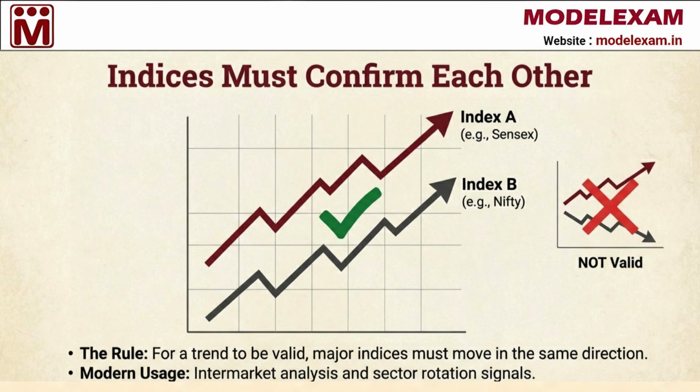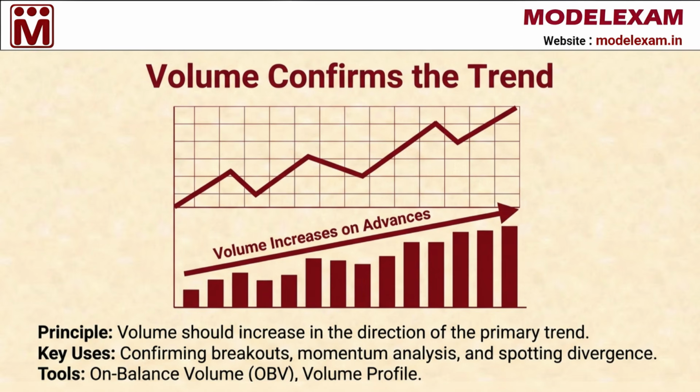Look at the chart on the right with the red cross. If index A is going up but index B is going down, that is a warning sign. It means the trend is not confirmed and might not be sustainable. The fifth principle focuses on activity levels, stating that volume confirms the trend. Volume is simply the number of shares being traded. The rule is that volume should increase in the direction of the primary trend.